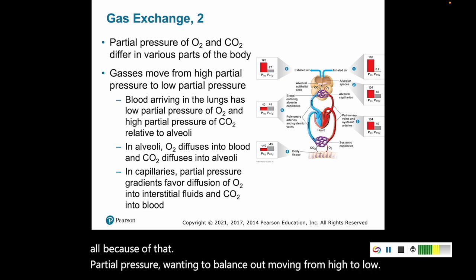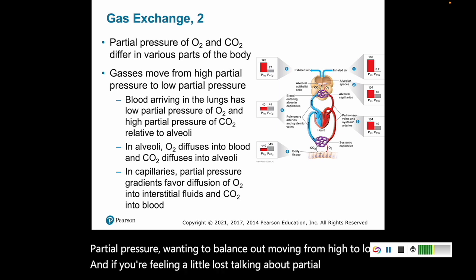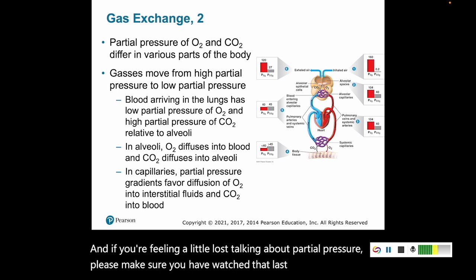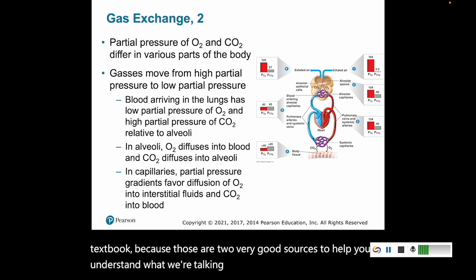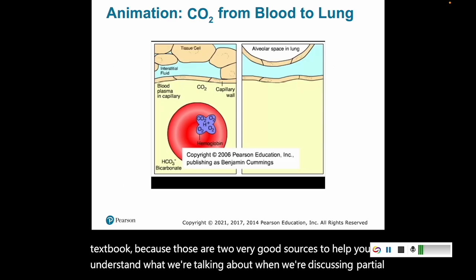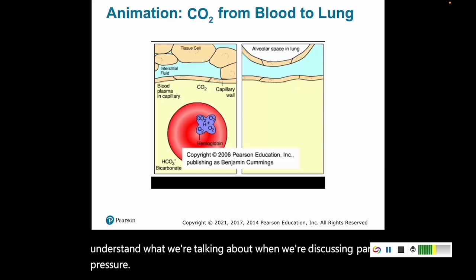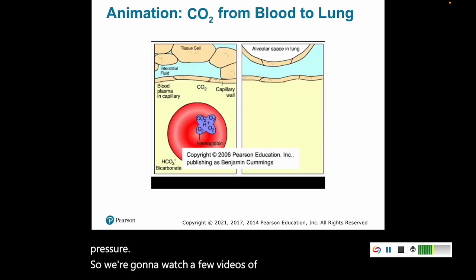If you're feeling a little lost talking about partial pressure, please make sure you have watched that last video, read your textbook, because those are two very good sources to help you understand what we're talking about when we're discussing partial pressure. So we're going to watch a few videos of how carbon dioxide is moving and how oxygen is moving.